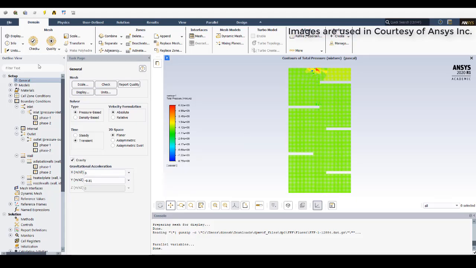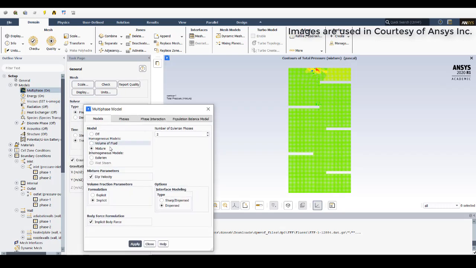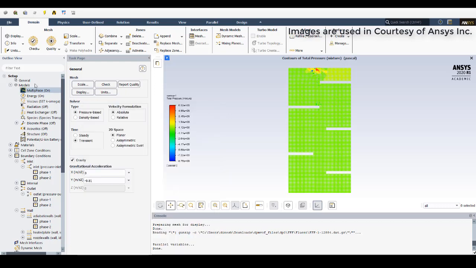I'll show you. So now I just activated transient setup with gravity as minus 9.81. In the models, I clicked on multiphase with a mixture model, and implicit body force activated. Implicit body force helps in stabilizing our equations for the pressure balance along with body forces. So this helps in balancing it, and I've selected dispersed interface modeling.